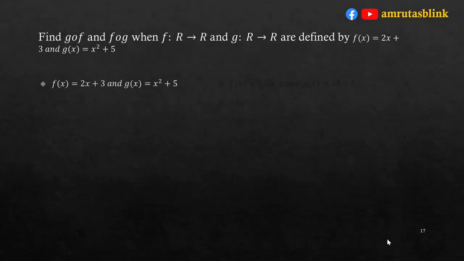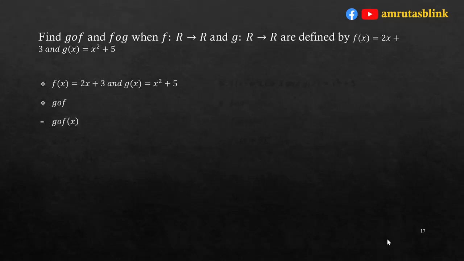Moving to the next problem. Find g of f and f of g, where f is defined on real numbers and g is also defined on the set of real numbers such that f of x is equal to 2x plus 3 and g of x is equal to x square plus 5. First of all, we will calculate g of f.